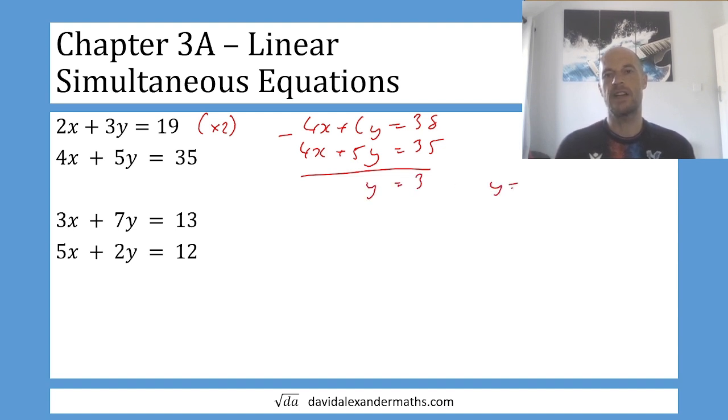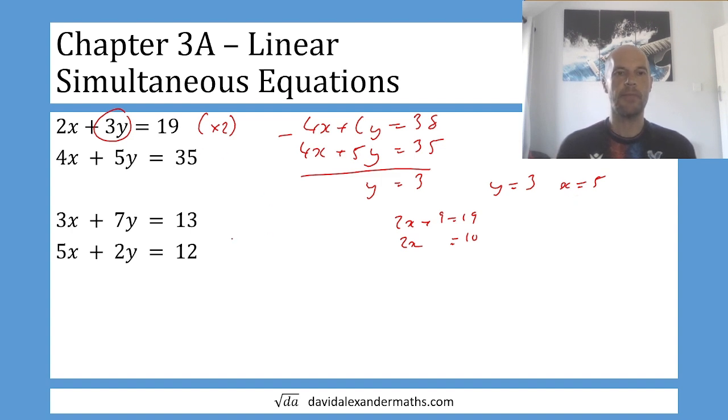So y is 3, and if y is 3, what is the value of x? Well, if y is 3, then 3y is 9. So 2x plus 9 is 19, so therefore 2x is 19, take 9, 10, so x must be 5. And again, if you want, test it in the other equation, and if you're getting 35, you know you've got it correct.